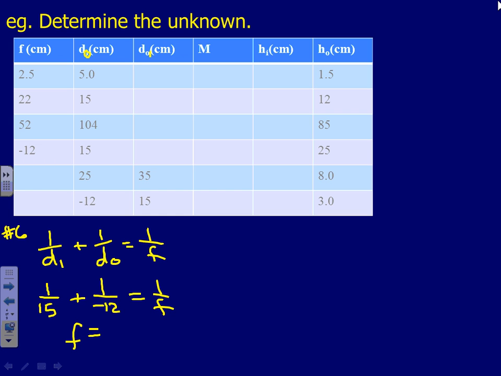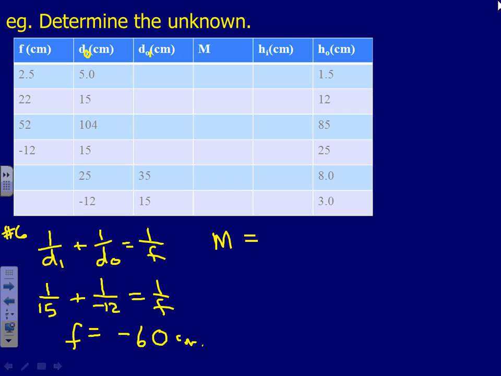F is equal to, what do you got? Nothing? What do you got? Negative 6? Negative 60? Negative 60 centimeters. What type of mirror is this with a negative f? Convex. It's one of those last ones we did.